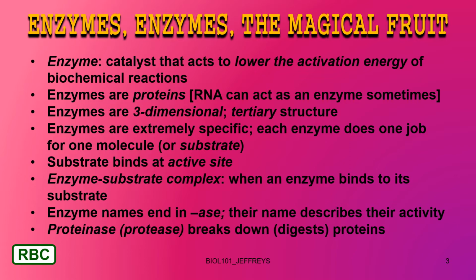Okay, so enzymes are three-dimensional, which means that their structure is tertiary. Enzymes are globular proteins. After the message is translated, you have this long string of amino acids, that's primary structure. You fold it on itself to form alpha helices or beta pleated sheets, that's secondary structure, and then you fold it on itself again and make this glob, and that's tertiary structure. So enzymes are tertiary structure.